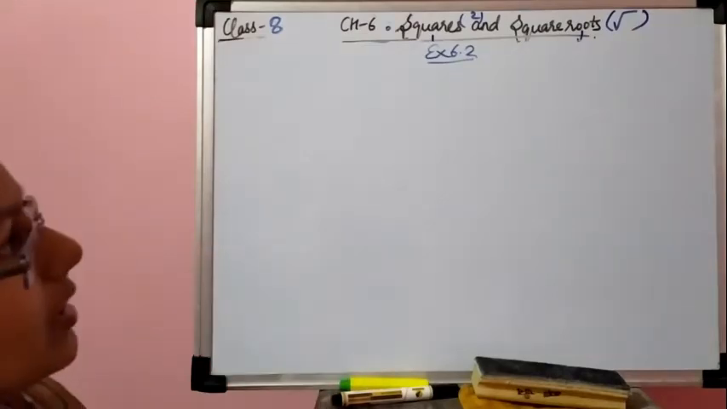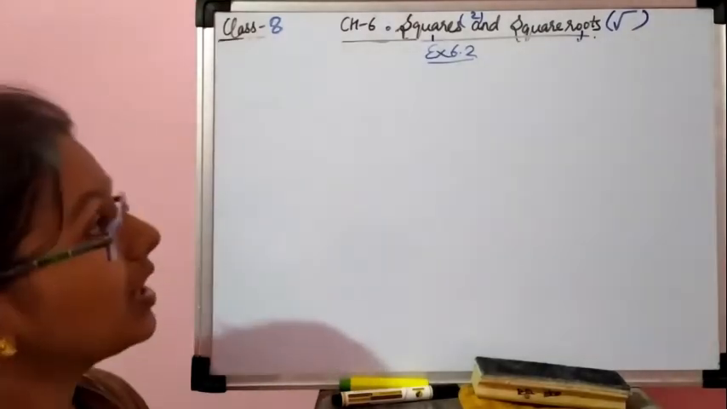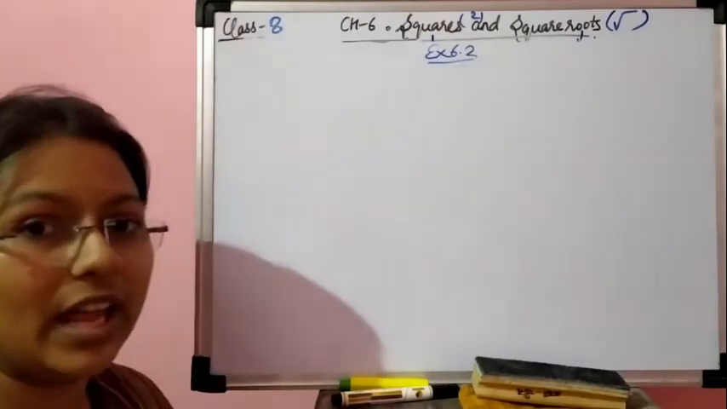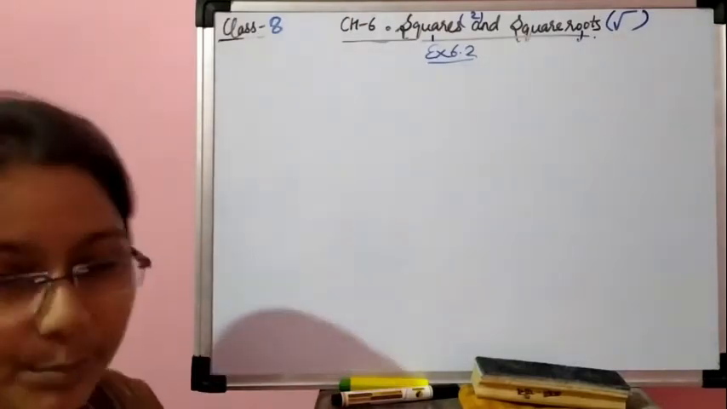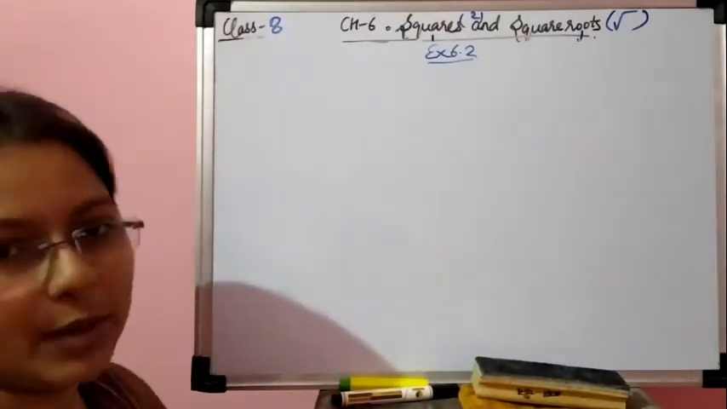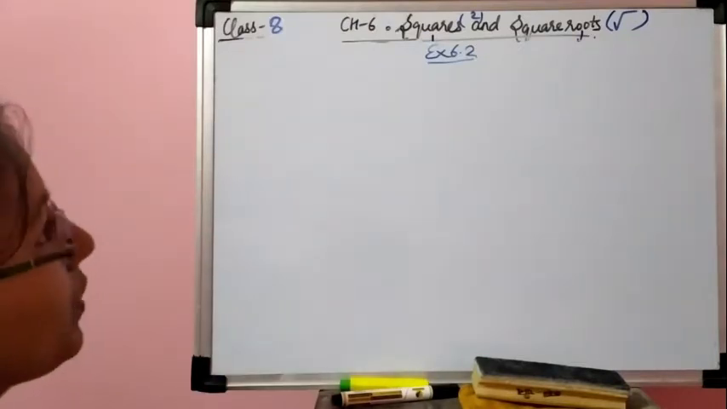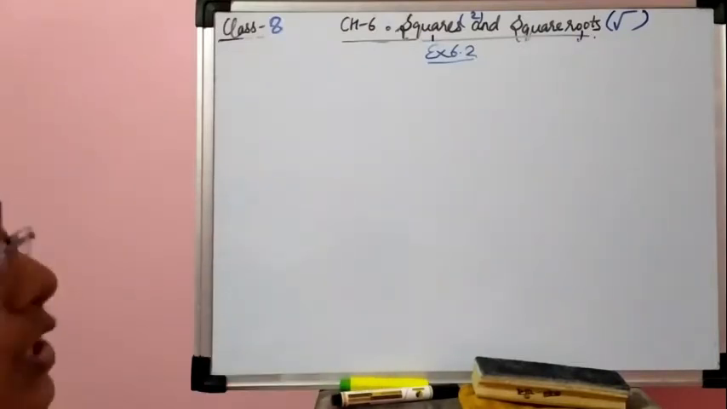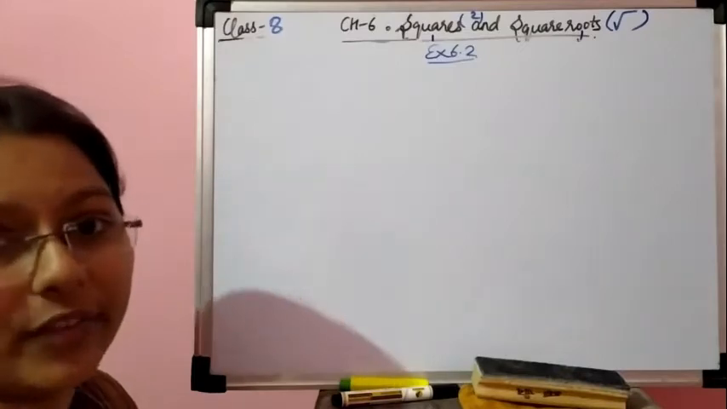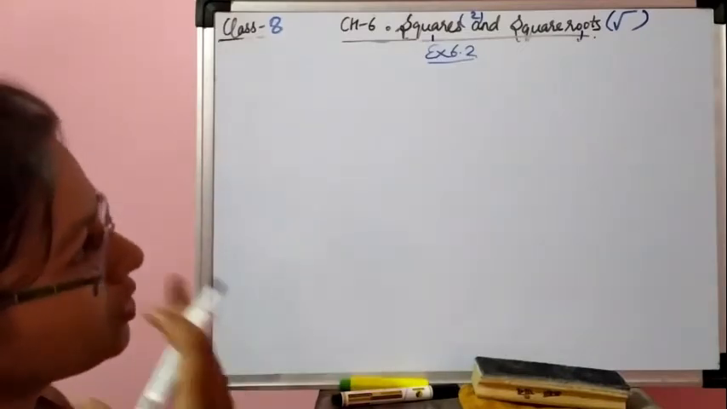Good morning, students. In the previous class, we have done exercise 6.1 and we have discussed many of the interesting patterns. Today, we will study one more interesting pattern, like how easily you can find the square of any number. We will learn some tricks of that.